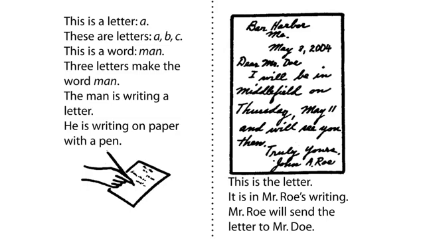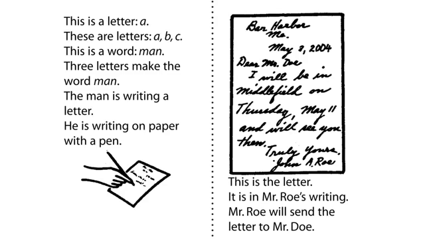This is a letter, A. These are letters A, B, C. This is a word, man. 3 letters make the word man. The man is writing a letter. He is writing on paper with a pen.